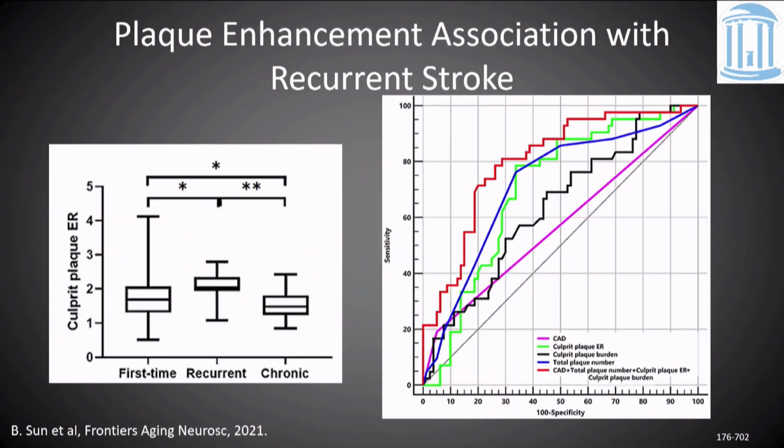And plaque enhancement and total plaque burden and plaque number can play a role in terms of recurrent stroke events. On ROC analysis from another study of ours, we found that the AUC was highest for these vessel wall imaging characteristics in terms of prediction of recurrent stroke.